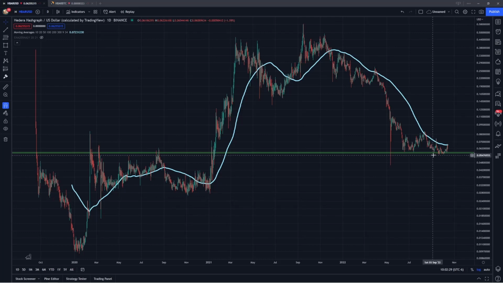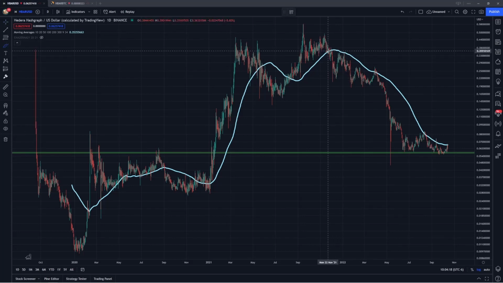All right, so I'm going to start off here on the daily for HBAR USD. I'm going to start off by looking at this blue line, which is the 100-day simple moving average. Now, this moving average has been extremely important throughout the bear market because this is the level in which all of the lower highs have been formed off of.